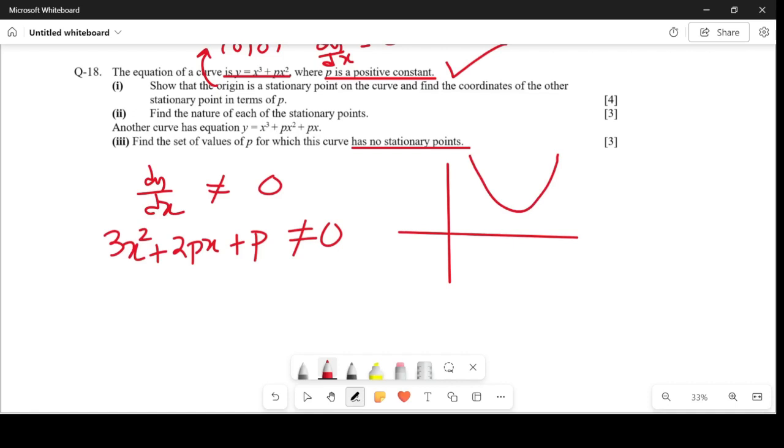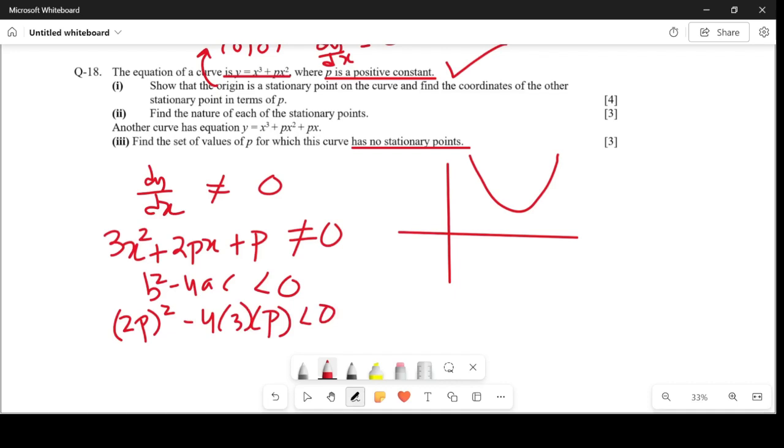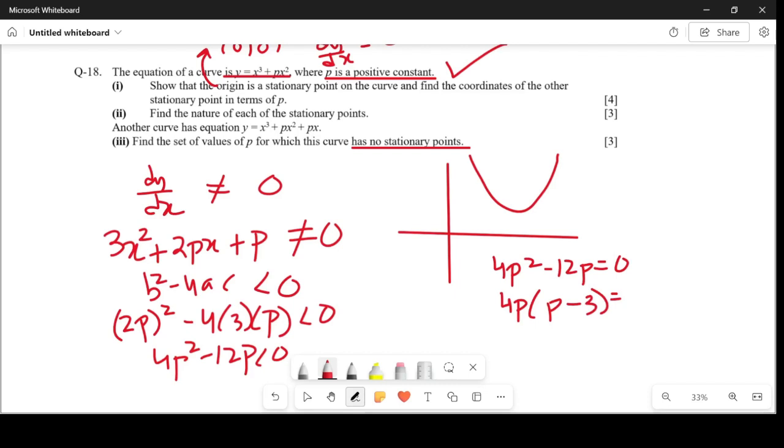So this is the case where the discriminant is less than 0. You do not get a solution of a quadratic equation. So b is 2p, a is 3, c is p. We get 4p squared minus 12p less than 0. First I'm finding the critical values. 4p squared minus 12p is equal to 0. Ignore the inequality. We have 4p times (p minus 3) equal to 0. So we get p is equal to 0 and p equal to 3. But the question was in terms of an inequality, and when it's less than 0, we write the final answer as a domain that starts from 0 and ends at 3.